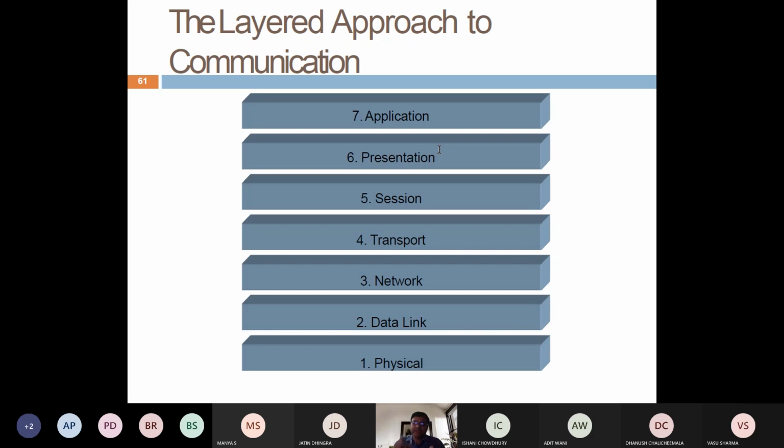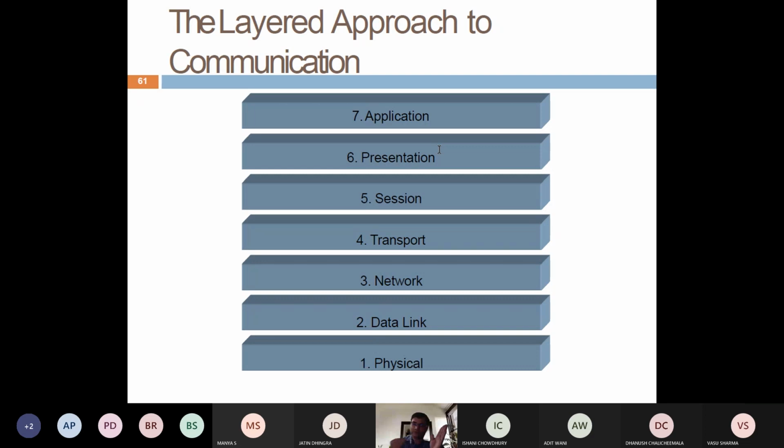Once it is delivered to the machine, it will be searched to find to which process it should be delivered, and only to that process it will be delivered. That type of communication, whenever data is delivered from one computer to another computer, is called host to host communication. And whenever it is delivered to one process in the host machine, that type of communication is called process to process communication.